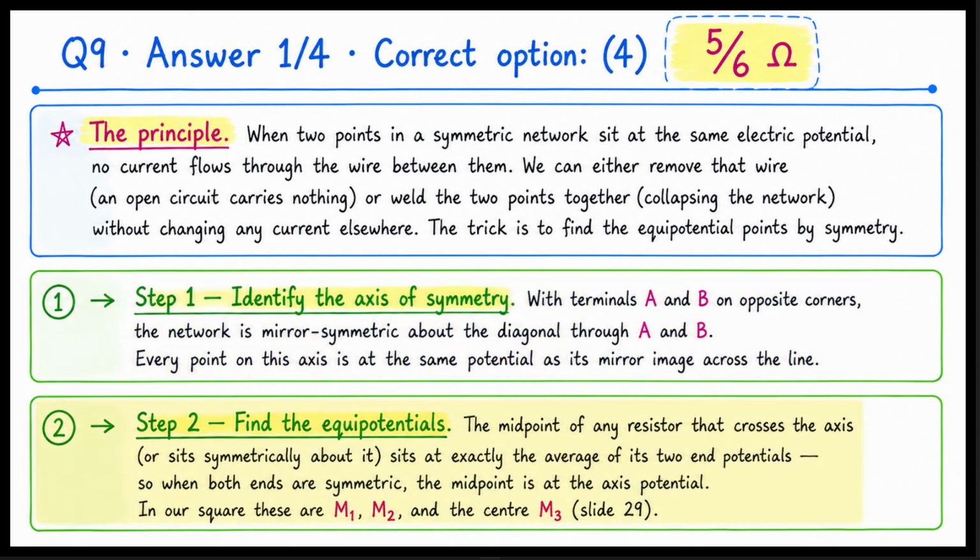Step 2. Find the equipotentials. The midpoint of any resistor that crosses the axis sits at exactly the average of its 2 end potentials. When both ends are symmetric about the axis, the midpoint is at the axis potential itself. Those midpoints, M1, M2, and the center M3, are the equipotentials we weld together. Slides 27 through 29 walk through the visual identification step by step.